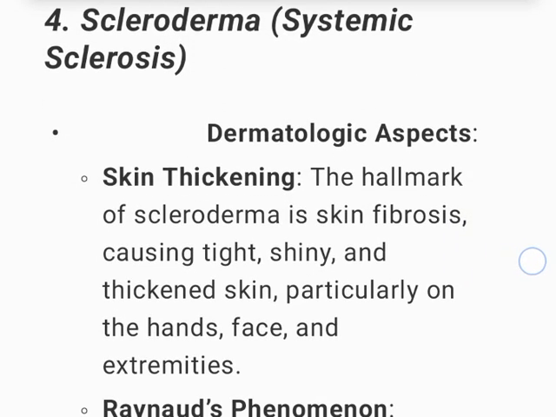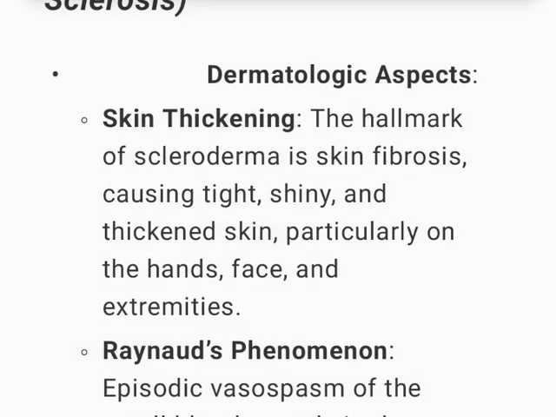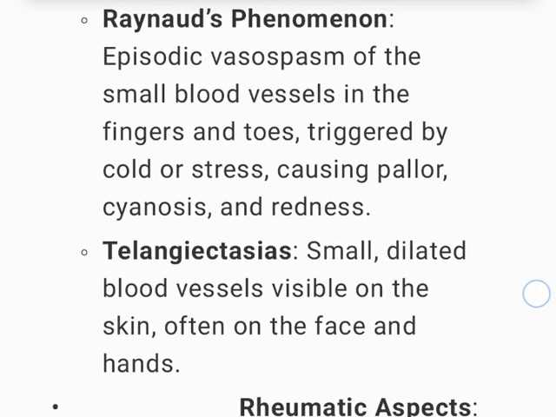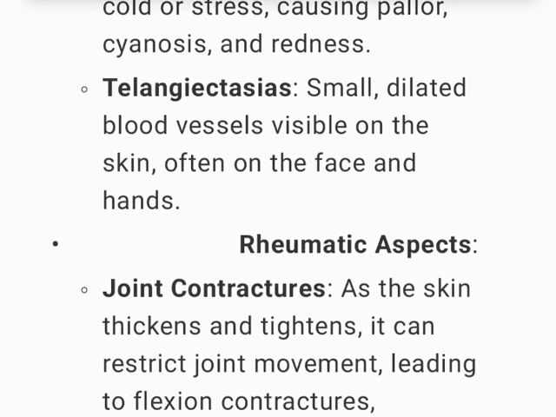4. Scleroderma, systemic sclerosis. Dermatologic aspects, skin thickening. The hallmark of scleroderma is skin fibrosis, causing tight, shiny, and thickened skin, particularly on the hands, face, and extremities. Raynaud's phenomenon, episodic vasospasm of the small blood vessels in the fingers and toes, triggered by cold or stress, causing pallor, cyanosis, and redness. Telangiectasias, small dilated blood vessels visible on the skin, often on the face and hands.